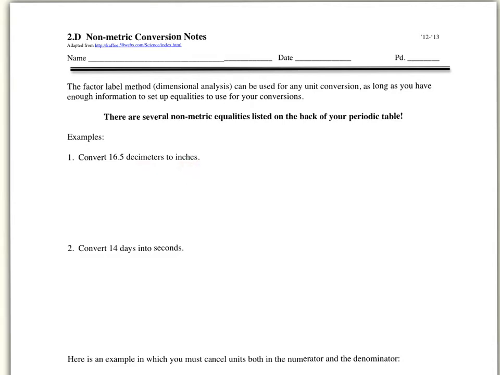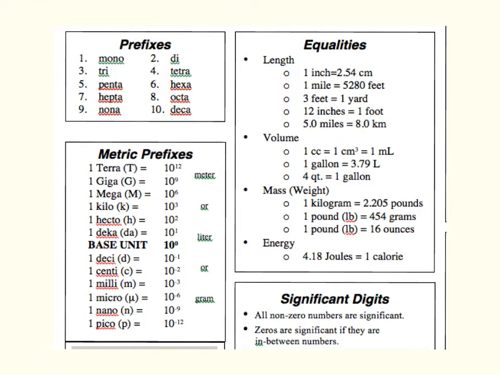We're going to need to go to the back of your periodic table, this section called equalities, and I want you to look at the following equalities. First of all, the problem talks about decimeters, so we're going to need to write this down. The decimeter is 1 times 10 to the negative first meters. And then we need some kind of equality that has inches in it, and there's one up here: 1 inch equals 2.54 centimeters.